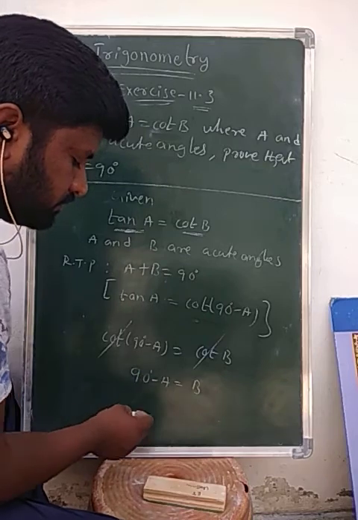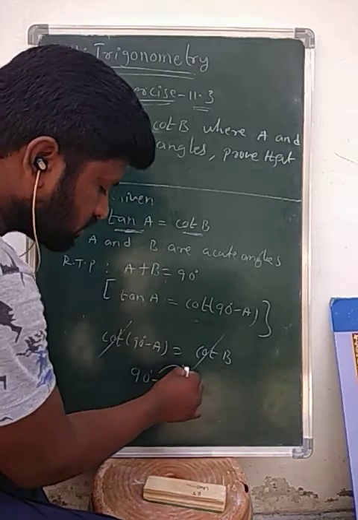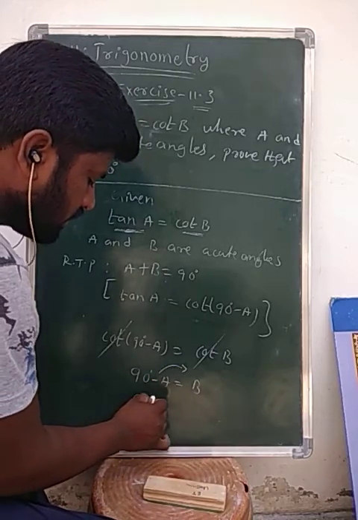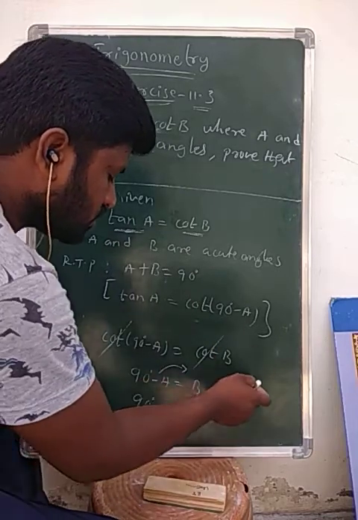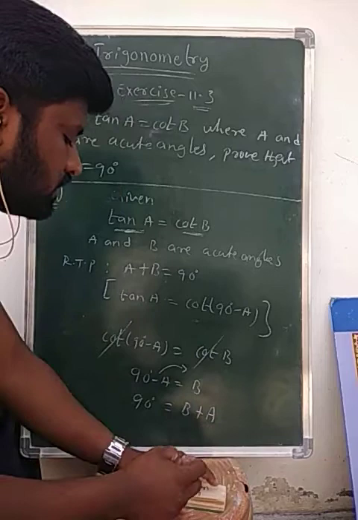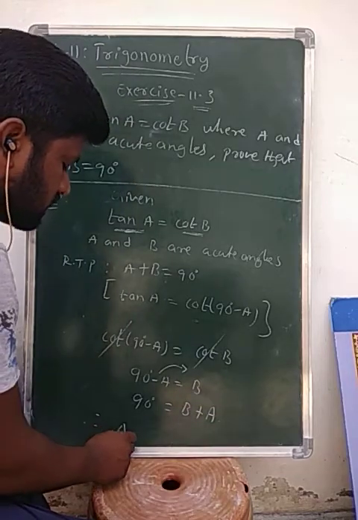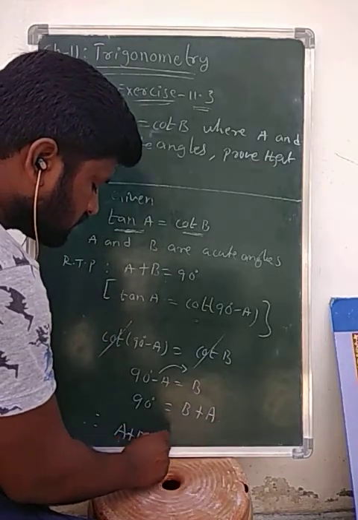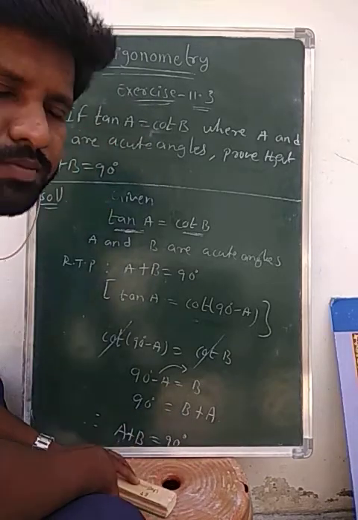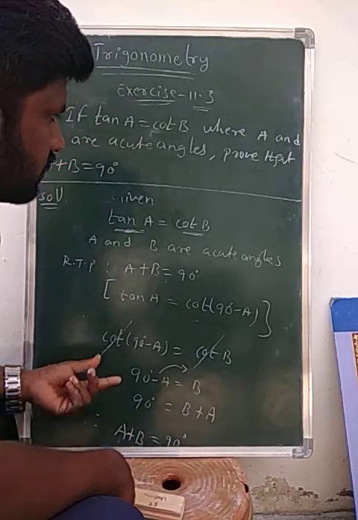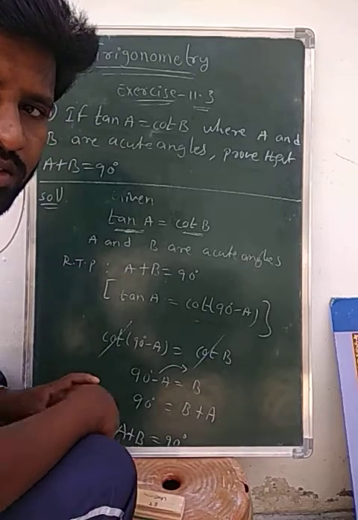Minus A is transposed to the RHS side. 90 degrees is equal to, this side B is there, it is transposing to the RHS side and becomes plus. Therefore, we can write A plus B is equal to 90 degrees. Hence, proven. Okay, so this is the required answer for this question. Thank you.